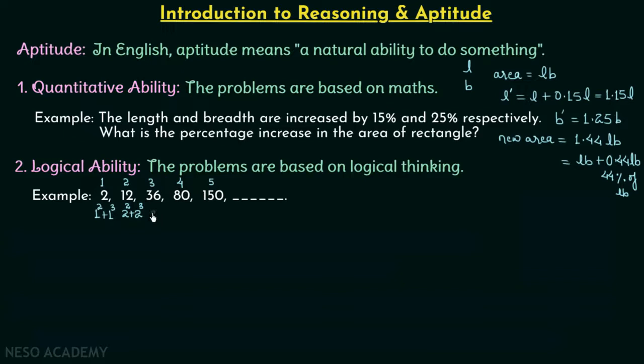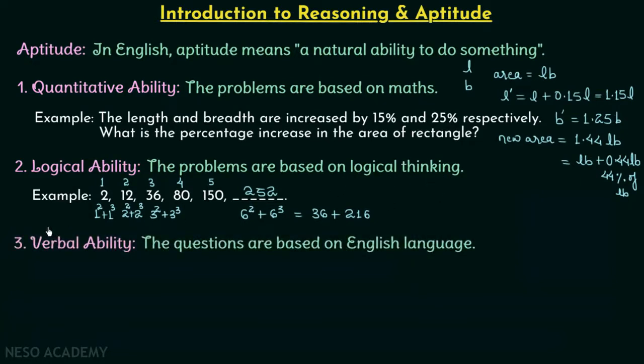For this, we have 3 squared plus 3 cube giving us 9 plus 27, 36. Similarly, 4 squared plus 4 cube will be 80. 5 squared plus 5 cube will be 150, and the sixth number will be 6 squared plus 6 cube, which is equal to 36 plus 216. When you add it, you will have 252. So the number 6 is 252, and we have obtained it by using our logical thinking.